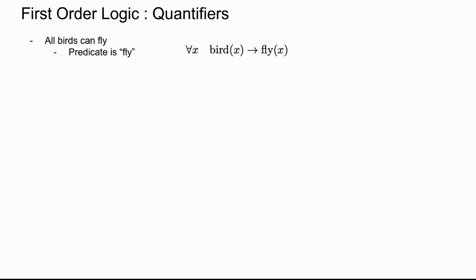Okay, so as we see, in a very simple way, we have been able to represent the English sentence using a single sentence in first order logic, unlike propositional logic where we would have to write a separate sentence for every single bird that exists on this planet.